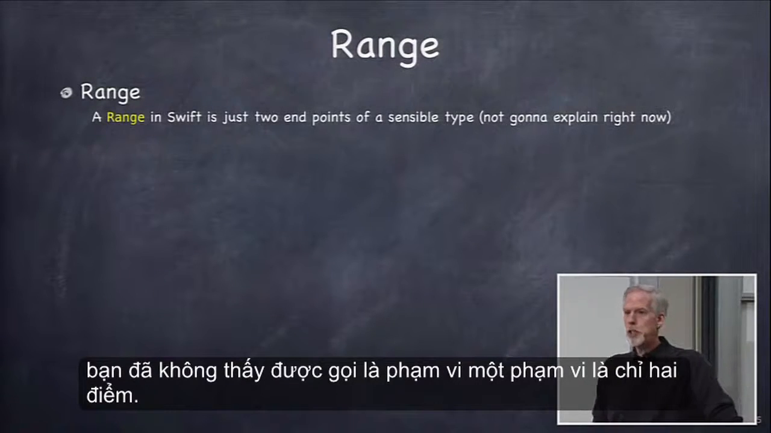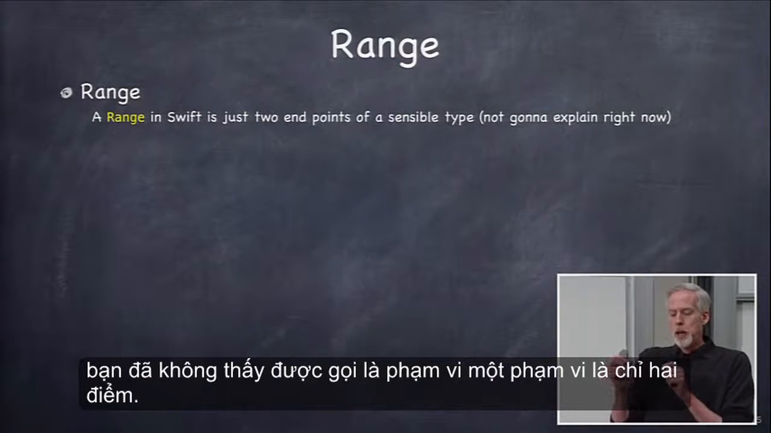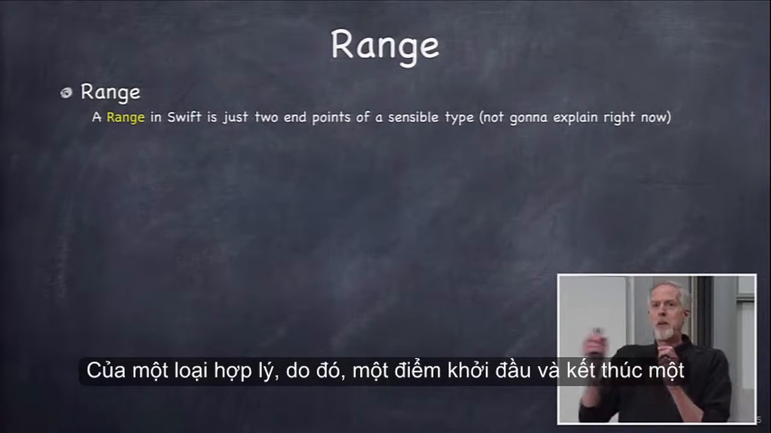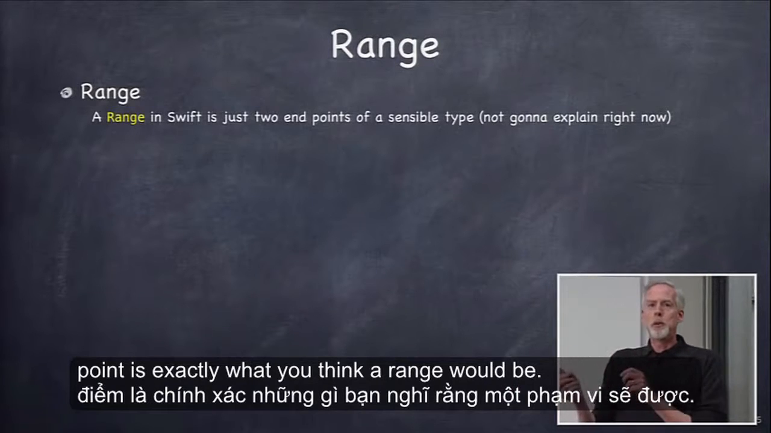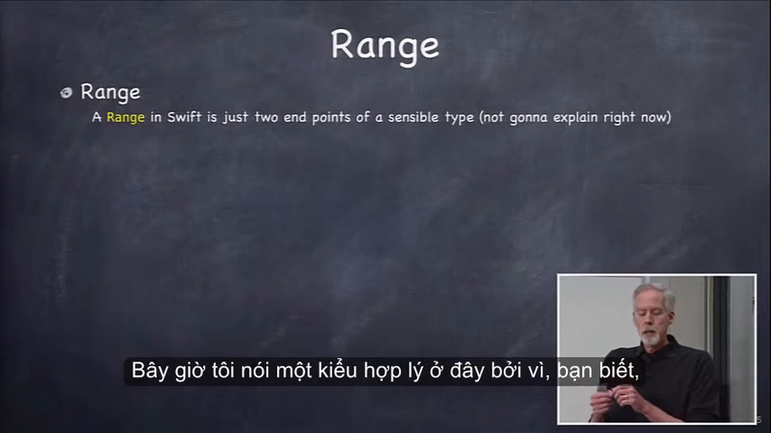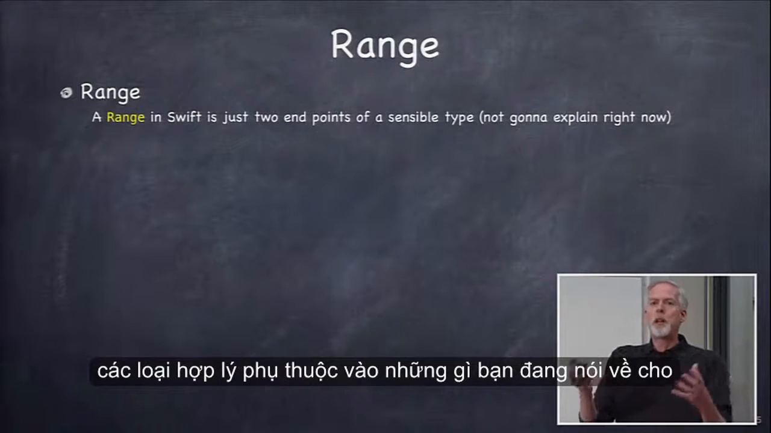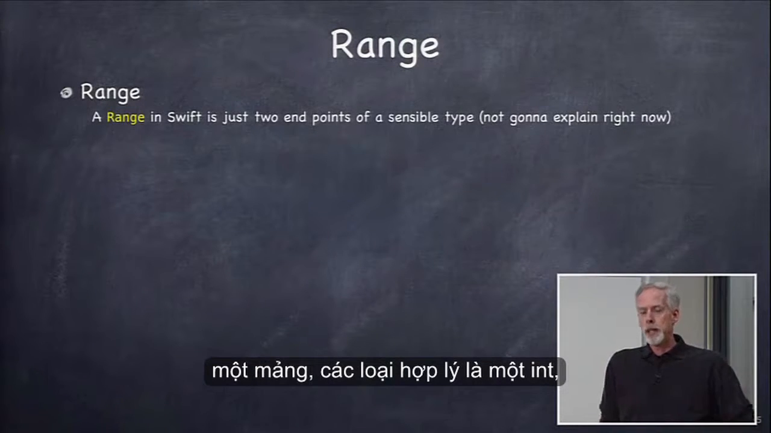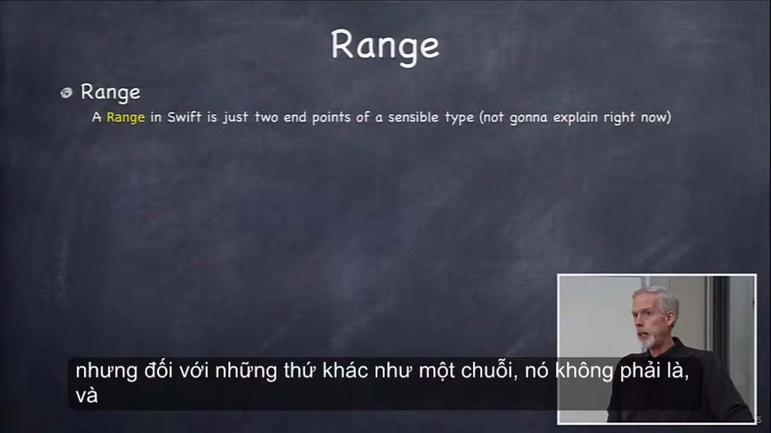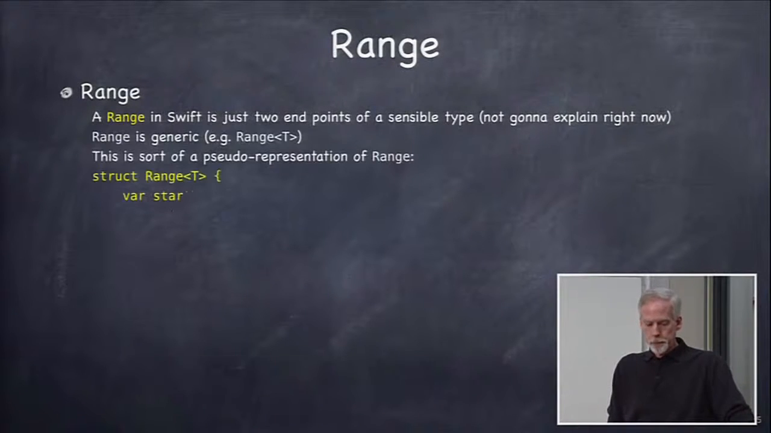A range is just 2 points of a sensible type. So a starting point and an ending point. It's exactly what you would think a range would be. Now I say sensible type here because the sensible type depends on what you're talking about. For an array, the sensible type is an int, but for other things like a string, it's not, and we're going to talk about that in a minute.